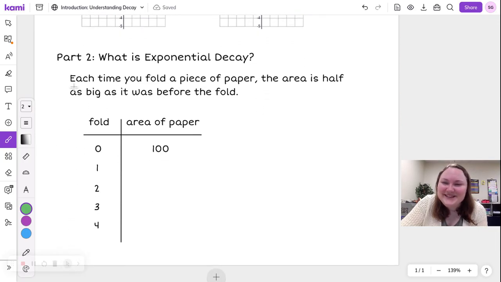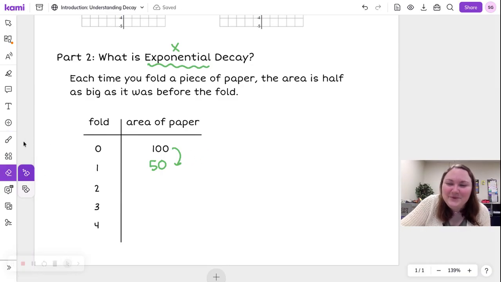To help us have that conversation, we're going to look at this story here. Each time you fold a piece of paper, the area is half as big as it was before the fold. So for example, before we fold the paper at all, 0 folds have happened. Maybe your area is 100. Now, if you're like me, I see the area as half as big. So after one fold, I might be thinking, well, 100 divided by 2 gives me an area that's half as big. I immediately think division, but in this unit, because we're going to be talking about exponential relationships, there's a way to do this with multiplication instead of division. Any idea what that multiplication would be?